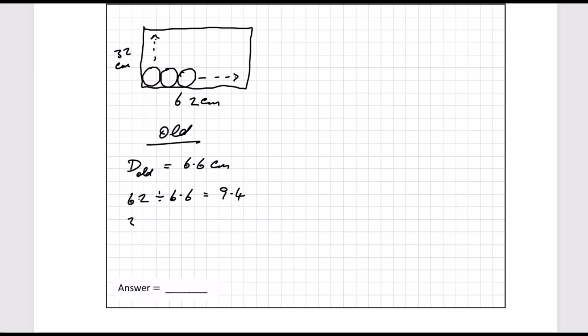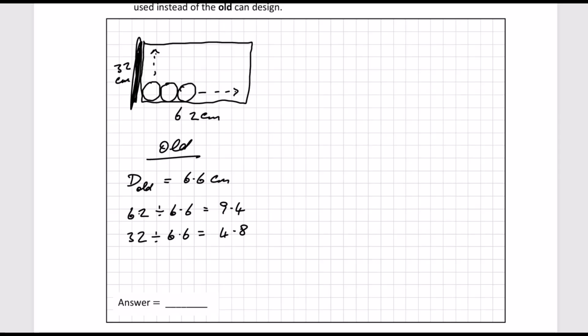We've got to take 32 and divide that by 6.6, and we get 4.8. That means we can fit 4 cans along this way here. Now, it says in the question that you're not allowed any cans to hang over the edge. The full base of each can must be in contact with the shelf. So that just means that we can fit 9 by 4 cans. So the number of cans that we can fit is just 9 times 4. So 4 9s, 36.